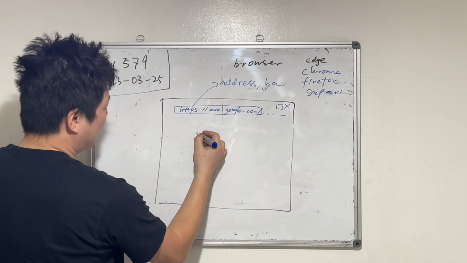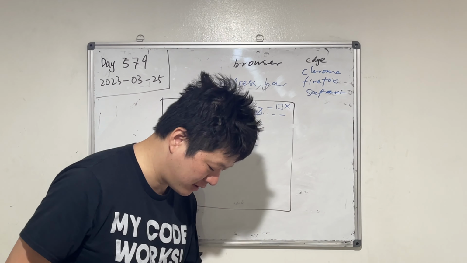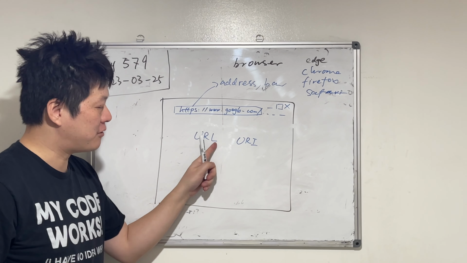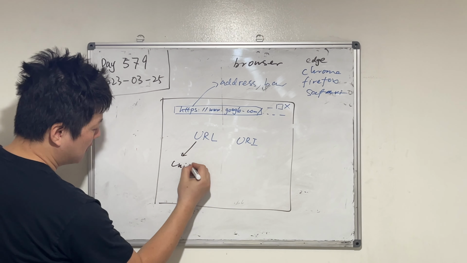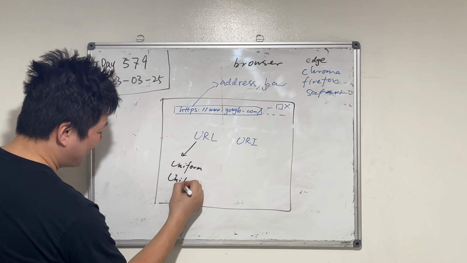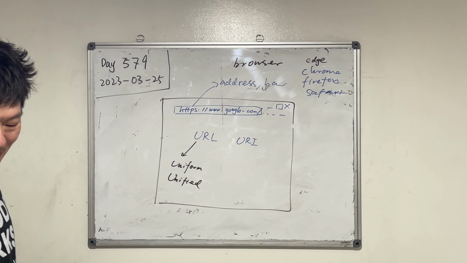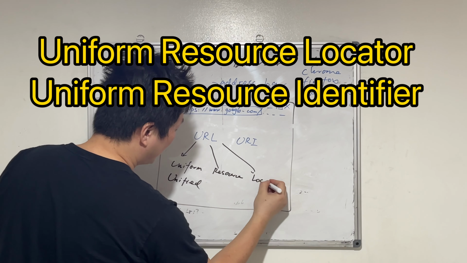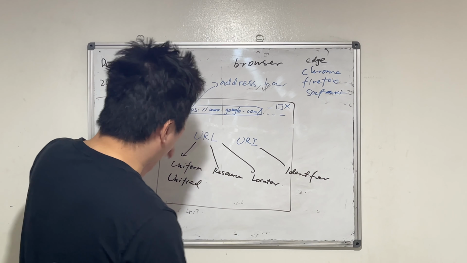We call this thing a URL, or URI. There is a very minimal difference between these two terms. URL stands for Uniform Resource Locator, and URI for Uniform Resource Identifier. Is it uniform or unified? Which one makes more sense? Unified. Anyway, it's just a term. So let's talk about this URL.